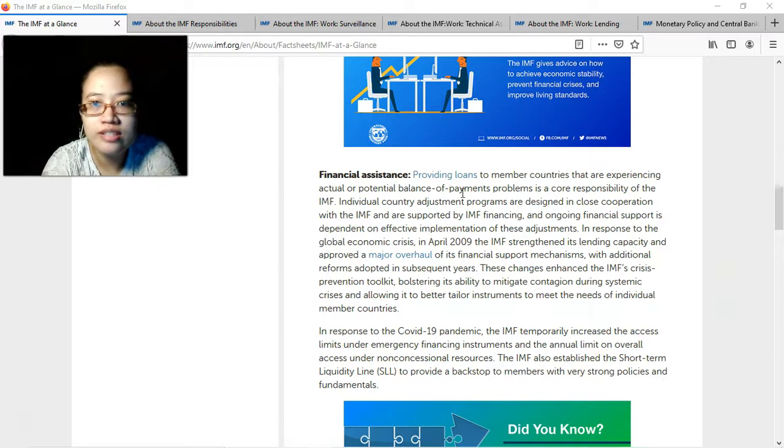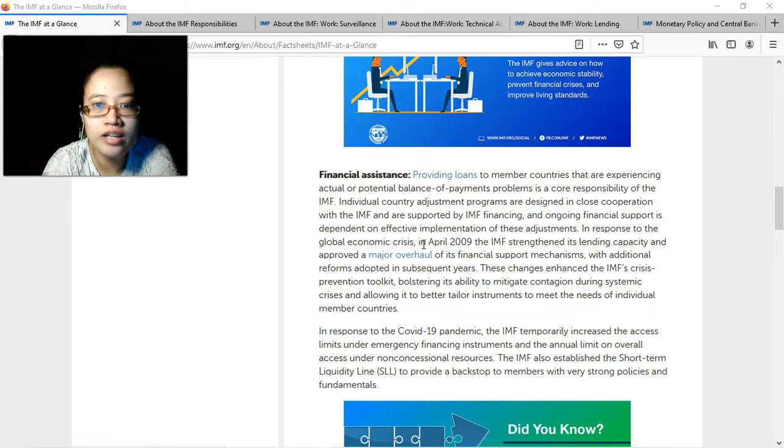So for financial assistance, they provide loans to member countries that are experiencing actual or potential balance of payments problems. Addressing actual or potential balance of payments problems is a core responsibility of the IMF. Okay, so they do provide loans. Individual country adjustment programs are designed in close cooperation with the IMF and are supported by IMF financing, and ongoing financial support is dependent on effective implementation of these adjustments.